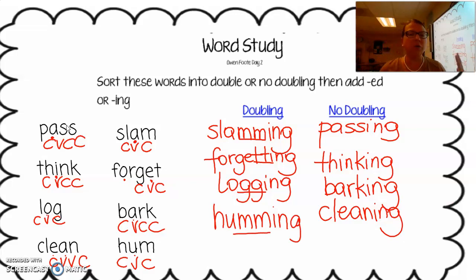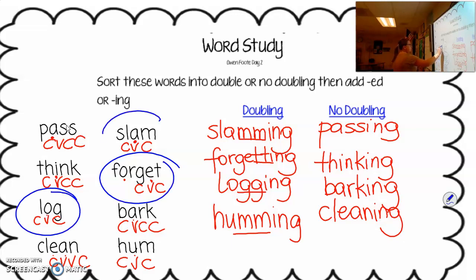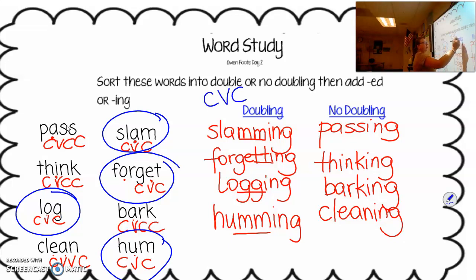Okay, that was not hard, right? As long as you know how to mark the vowel first, then label the word, say which pattern the word falls into, and you can find those CVC words. So all the CVC words: forget, log, slam, and hum. All of these words are falling into the CVC category. And if it's the CVC category, I always have to remember about doubling the final consonant and then adding my suffix.